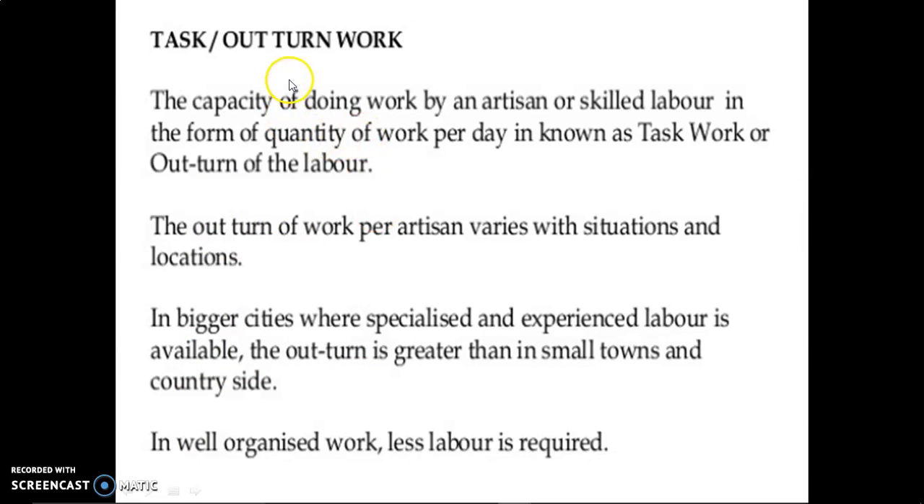Now task or outturn work. The capacity of doing work by an artisan or skilled labor in the form of quantity of work per day is known as task work or outturn of the labor. So the outturn work per artisan varies with situation and location. In bigger cities where specialized and experienced labor is available, the outturn is greater than in small towns and countryside. In well organized work, less labor is required.